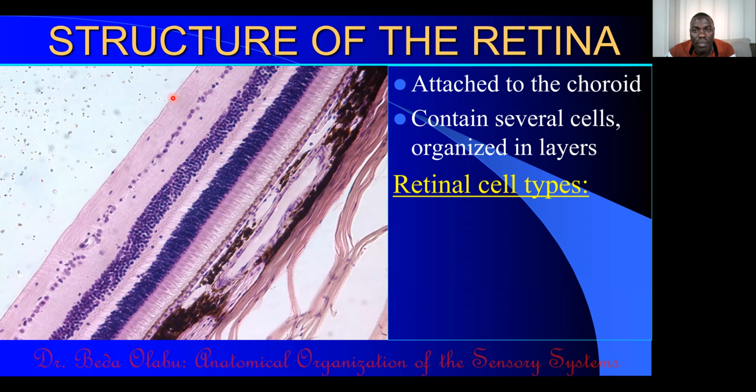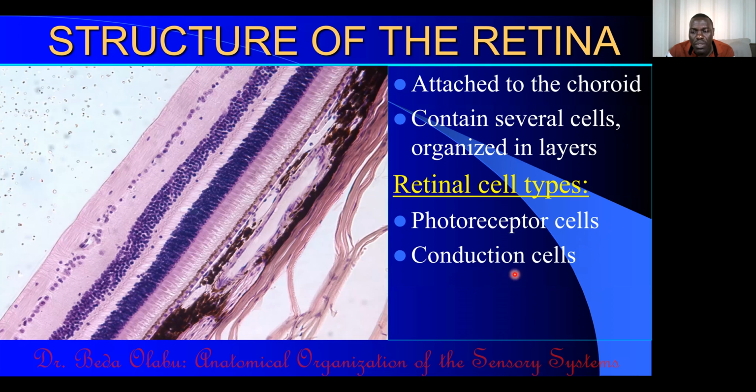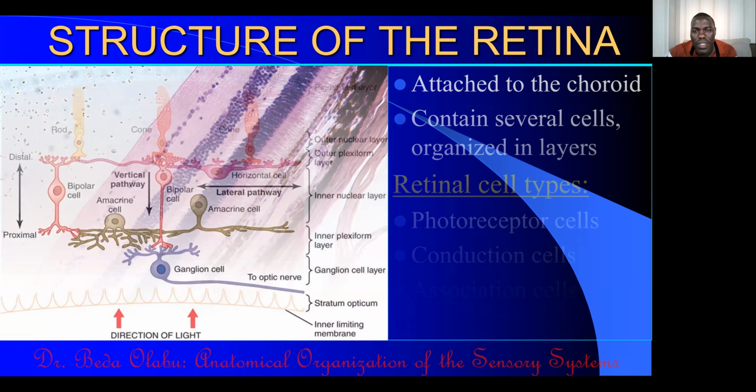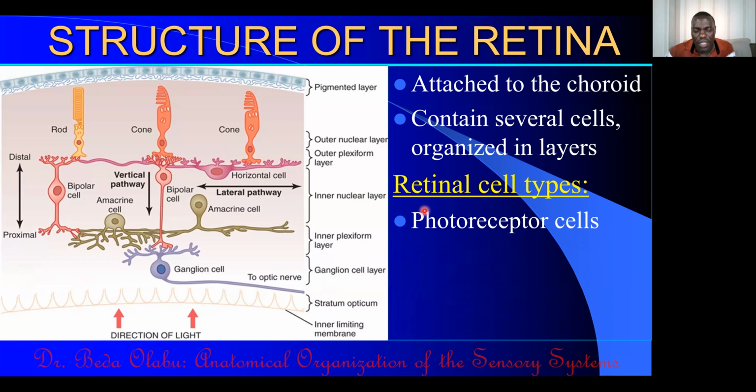But it's important to know that there are a number of cell types of the retina. There are those cells which function as photoreceptors. There are those cells that function as conduction cells, and I'll be explaining what that is. There are those cells which we call association cells, and there are those that we call supporting cells. These are the classes of cells of the retina. So perhaps I use this to tell you those categories of cells. The photoreceptor cells of the retina are the cells that detect light. These cells are two: the rods and the cones. Rods and cones are the photoreceptor cells of the retina. They detect light.